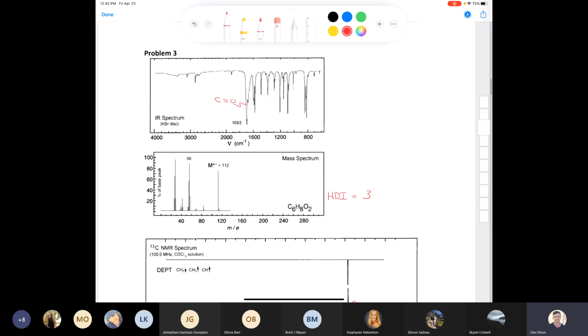Now, what are the possibilities? I could have, I don't know, a triple bond and a double bond, a triple bond and a ring, 3 double bonds, a ring and 2 double bonds, right? There's all kinds of different scenarios that I could have. But I know that I've got at least a double bond to oxygen. I know I at least have the carbonyl in there.